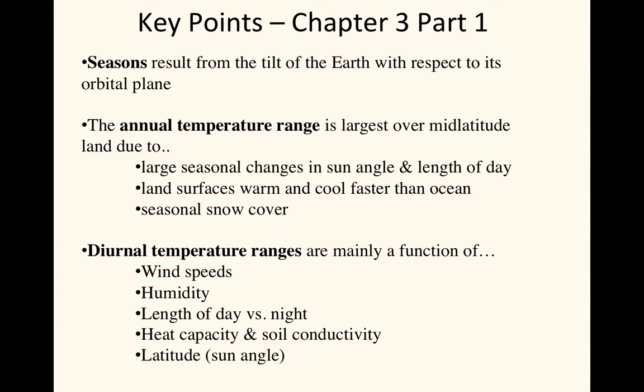Diurnal temperature ranges, otherwise known as day to night temperature ranges, are really a function of the wind speeds. The lower the wind speed, the more you can effectively cool off overnight, increasing your diurnal temperature range. The humidity is a big player here. More humidity in the system generally will reduce your diurnal temperature range. Of course, the length of the day versus night is important, as are the heat capacity and soil conductivity, properties of the material being heated at the surface, and also the latitude or the sun angle.